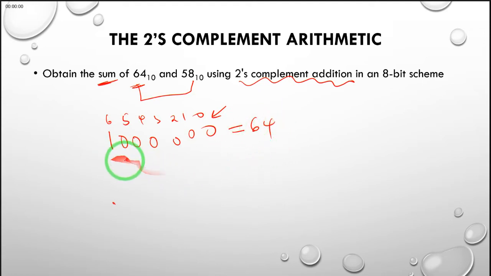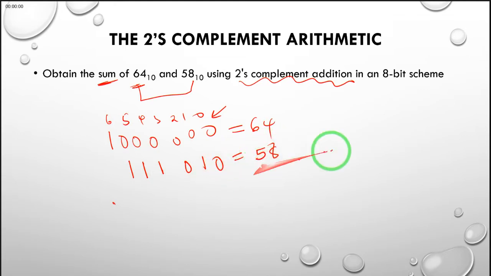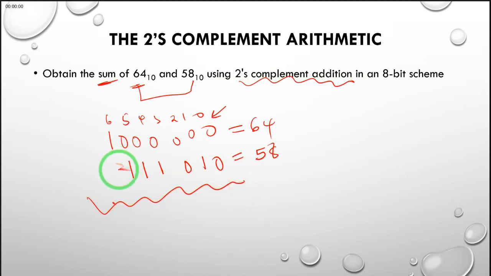And 58, you would simply represent it with 32 plus 16, which is 48, plus 8, and plus 2. This becomes like that, so this is equivalent to 58. If you are to do the summation using the 2's complement addition in an 8-bit scheme, all you need to do is perform this as they are, and we make sure that the most significant bit is a 0 in either case. Each of these becomes 8 bits.